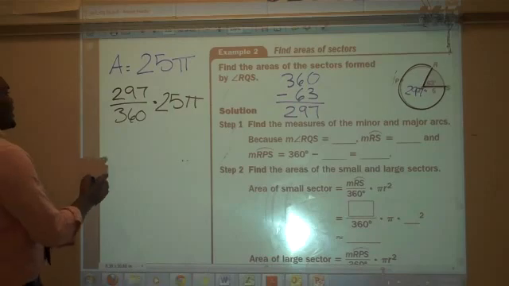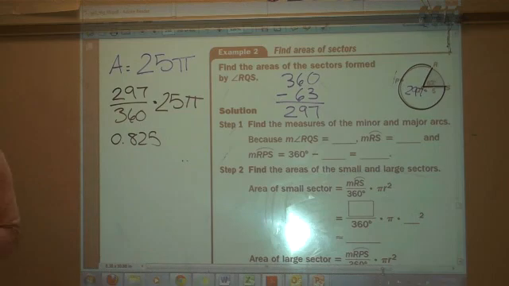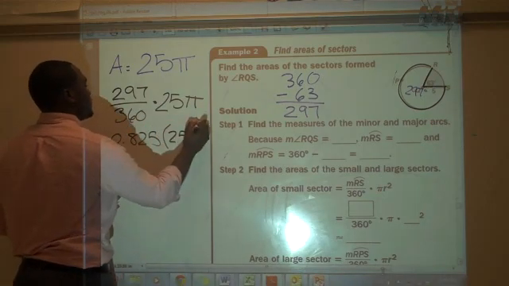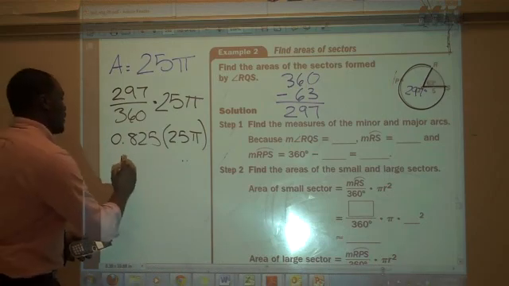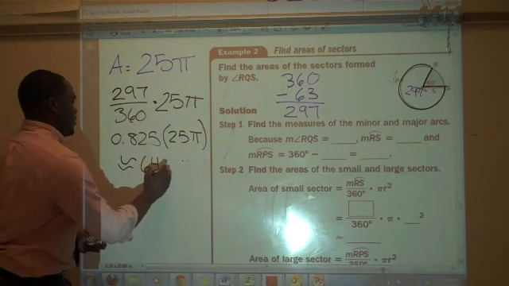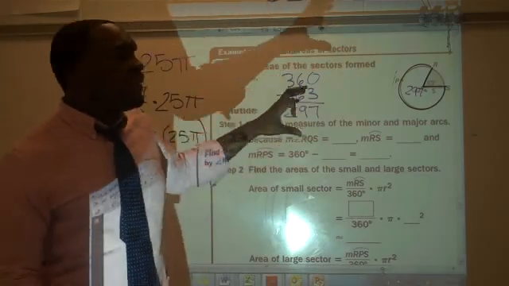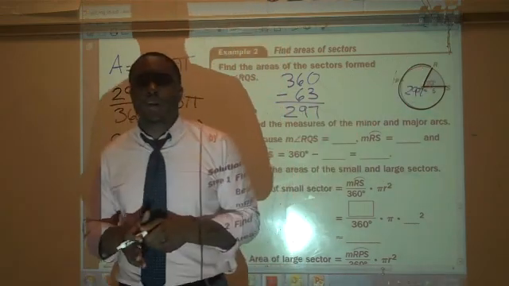297 over 360 is going to be about 0.825. And then I have to multiply that times 25 pi. So times 25 pi, I get 64.8, just about. So about 64.8 for the large sector. So once again, you see how at the end of the day, I'm just looking for the fraction of the circle where I want to find the area, and I'm going to multiply that times the total area.